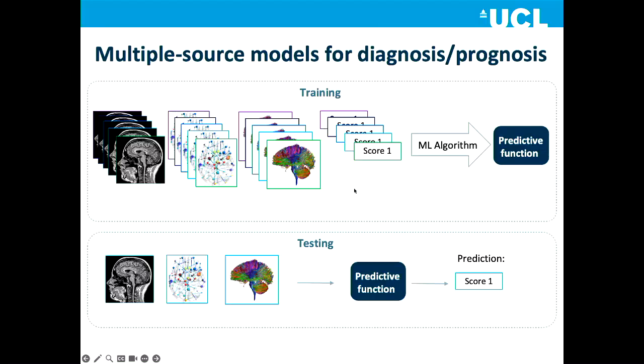So this here is a similar framework as the supervised regression framework that I presented before, but instead of just having one image modality, we can include more image modalities. And as I said, we can also include non-image modalities. So the aim here is, again, to find the associations between these multiple data sets and the score during the training, and then make predictions for new subjects during the testing phase.